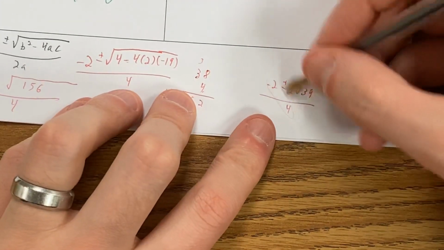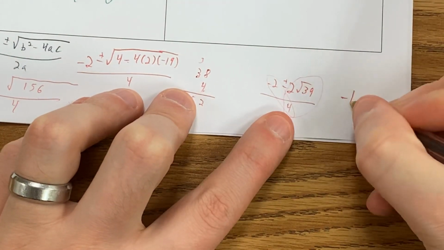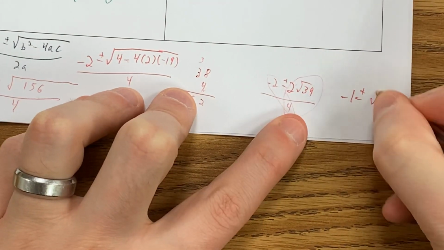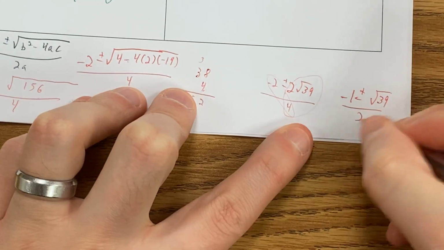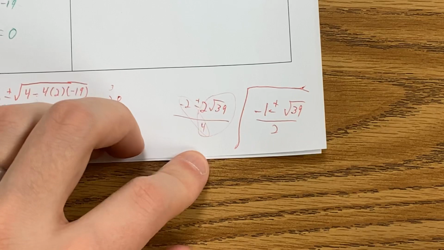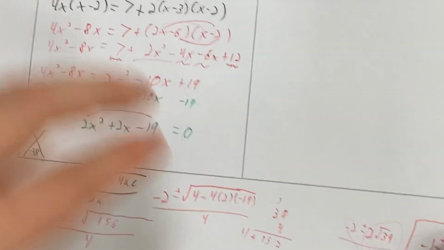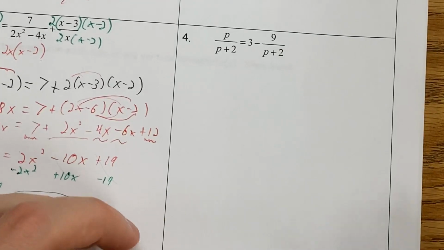Having fun yet? So you can simplify since all of these are divisible by 2, and you get negative 1 plus or minus square root of 39 over 2. All right, cool. There you go. Easy peasy, right? Yeah, okay. One more, we'll call it quits for now.